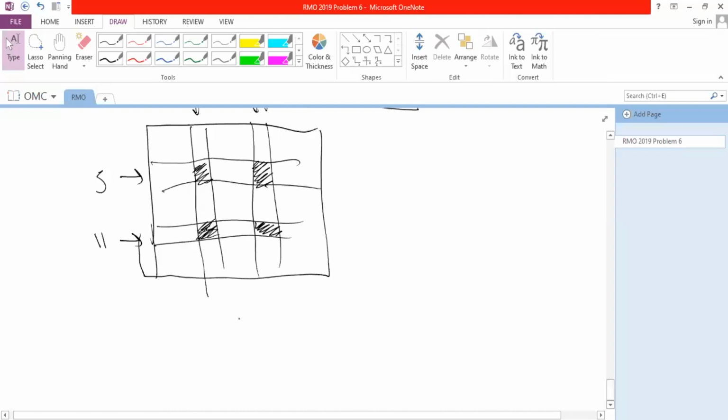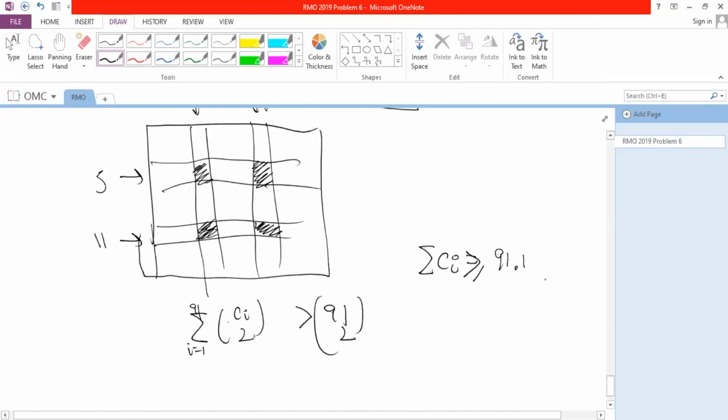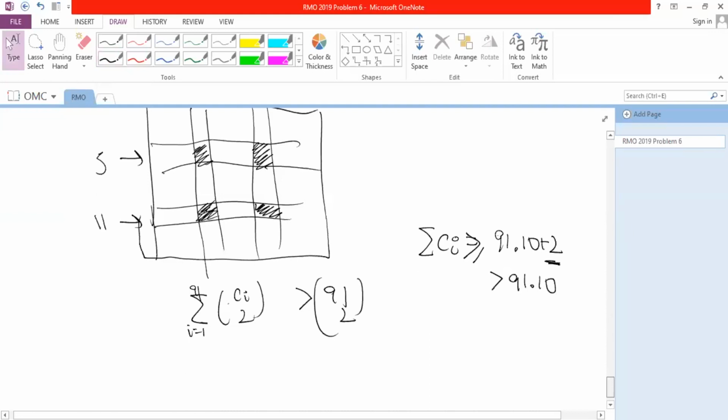We want the summation of Ci choose 2 for i equal to 1 to 91 to be greater than 91 choose 2. Now, what do we know about the Ci's? We know that summation Ci is the total number of black cells in the grid, which we showed is greater than or equal to 91 times 10 plus 2. Now, this plus 2 is just an annoying factor, and we can just say that this is greater than 91 times 10. And if our bound turns out to be weak, we can later redo all our bounds with the plus 2 factor.